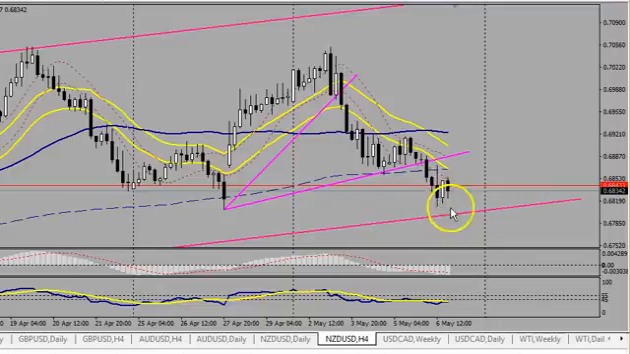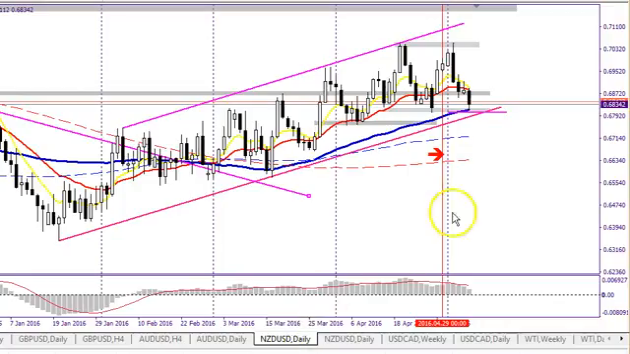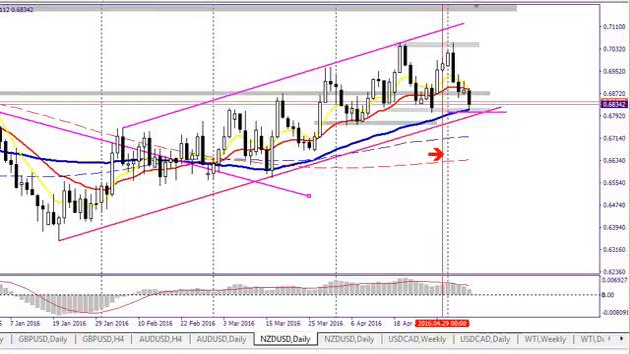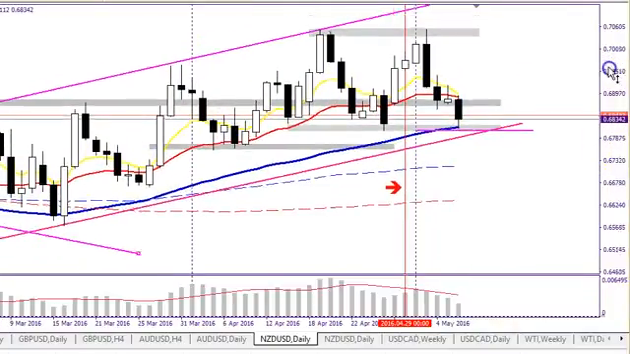So I believe price is going to continue coming down before it goes up. Again, I want to switch to the, there we go. You can see here on the daily chart. Let's just zoom in a bit.